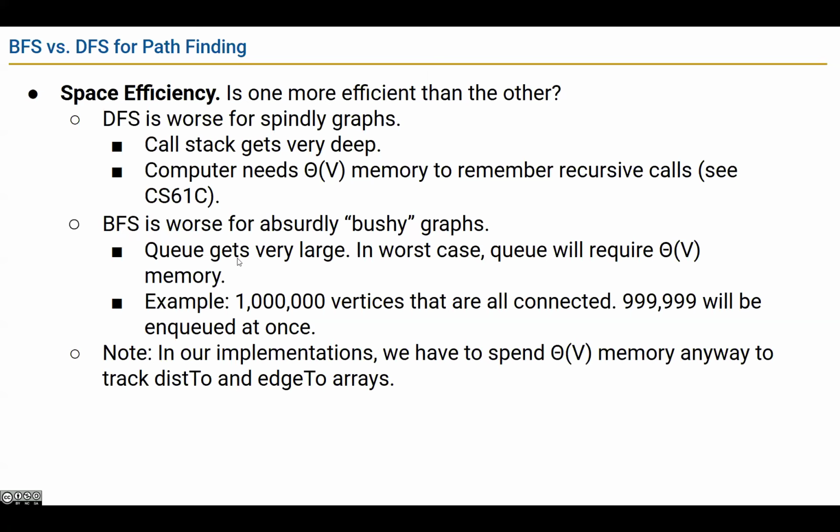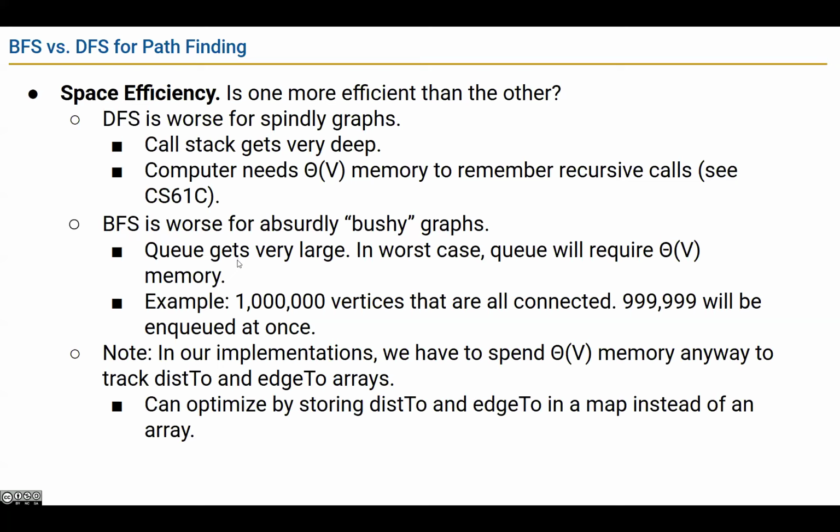Now, we did need to spend theta V to track distTo and edgeTo arrays, but as it turns out, you can probably optimize this into a map instead of an array and save some memory that way. We won't cover this in detail in this class, just know that it is possible to save some memory if you do that.